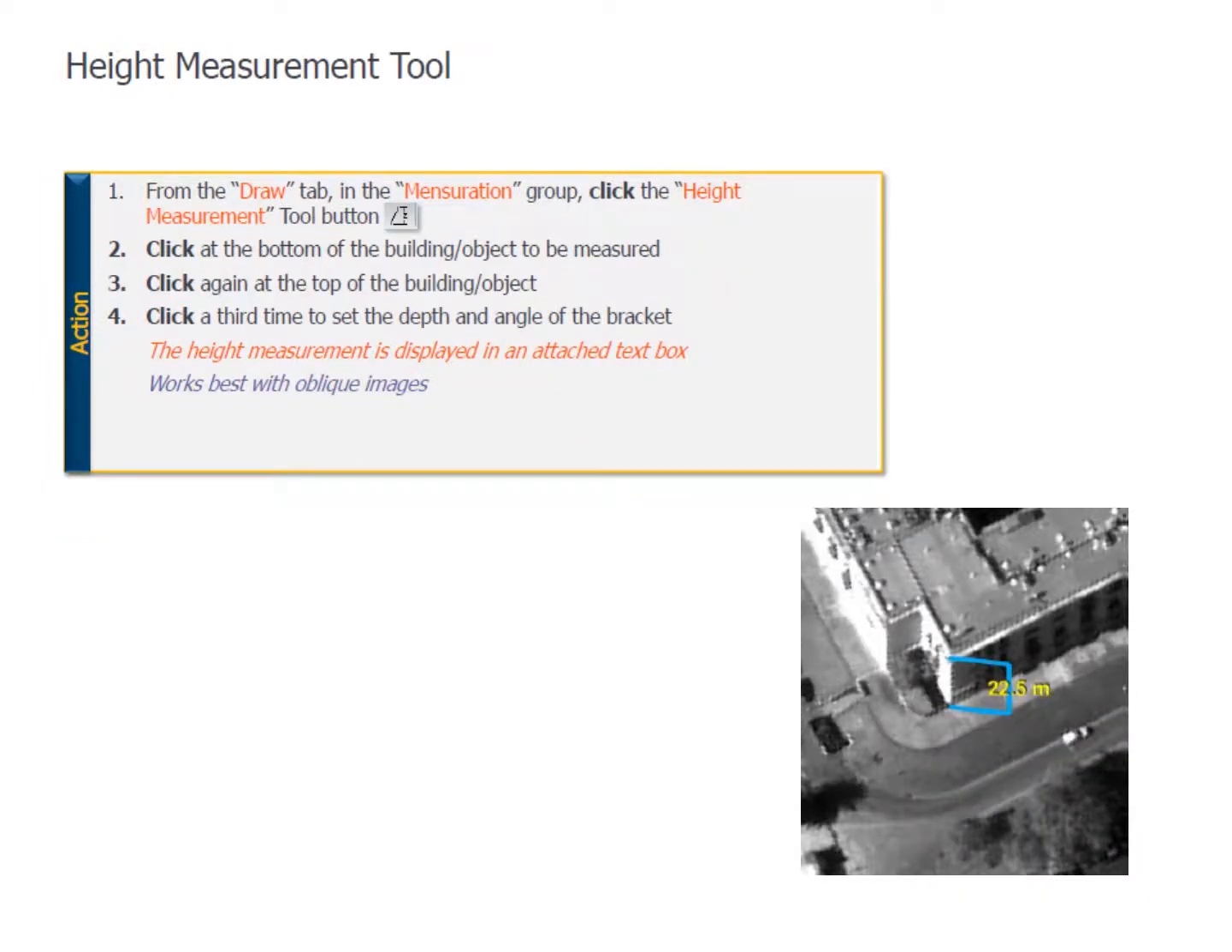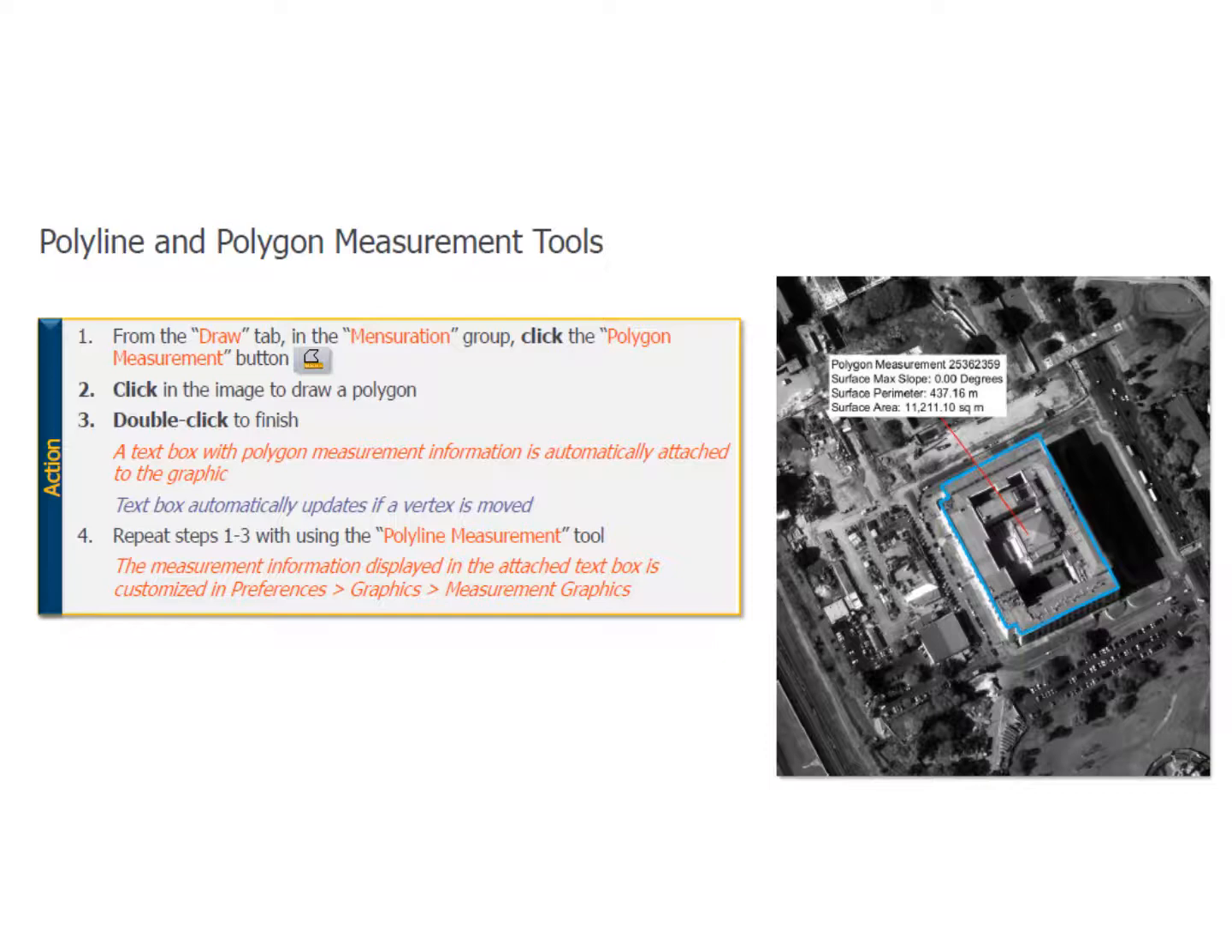Similarly, they have a device button there for measuring the height of objects. If it has all the proper image information and it's at an oblique angle, it can figure out how tall something is, without doing a whole lot of complicated stuff. It's literally clicking at the bottom and clicking at the top, and it will tell you the rest. Polyline and polygon measurement tools are again just other ways of identifying things that you want to get quick, accurate measurements from right away.